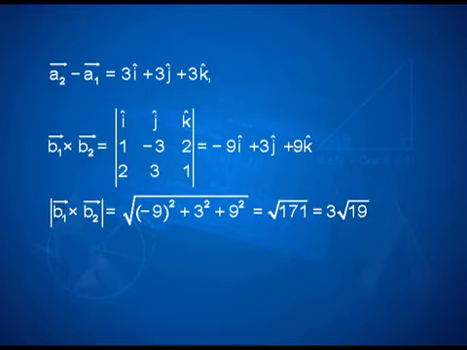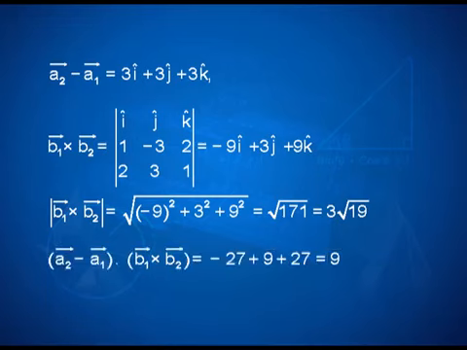So, I think now we are ready to look at what we want. We just need A2 minus A1 dot B1 cross B2. If you find the dot product, it turns out to be 9 in this case. We are multiplying the components of A2 minus A1 and B1 cross B2 correspondingly. So, I get minus 9 into 3 plus 3 into 3 plus 9 into 3, which results in 9. What you have to do now is just plug in the values of each of these in the formula, and the shortest distance comes out to be 3 by square root of 19 units.